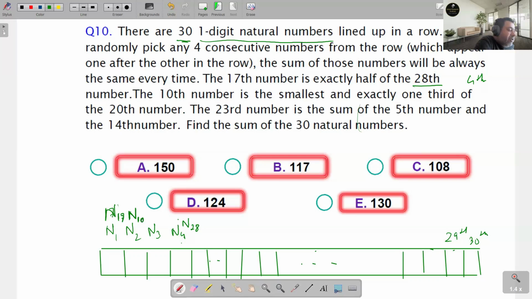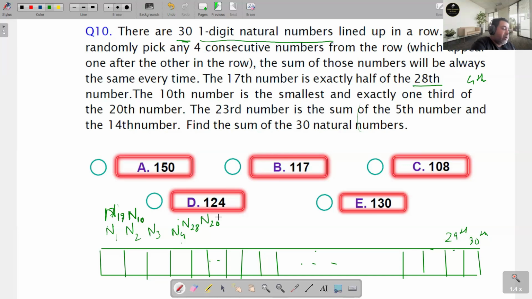So N10 will be same as N2. It's the smallest and exactly one third of the 20th number. So the 20th number here is again going to be, because it's again divisible by 4, same as N4 and N28. So what does it say? That the 10th number is smallest and one third of the 20th number.